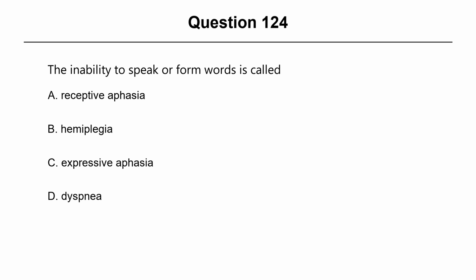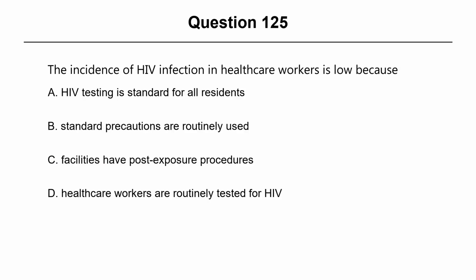Question 124. The inability to speak or form words is called Option A, receptive aphasia. Option B, hemiplegia. Option C, expressive aphasia. Option D, dyspnea. The correct answer is option C, expressive aphasia.